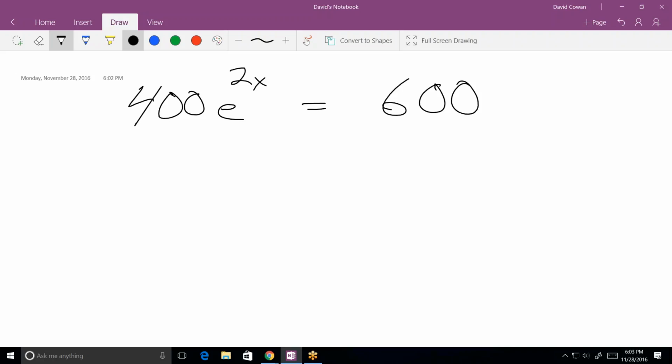Second thing is that I don't want to take logs until I can get that isolated. Once I can get that isolated on one side, then I could take the natural log of both sides. So always the first step here is to divide both sides by that coefficient. So that gives you e to the 2x equals 3/2.